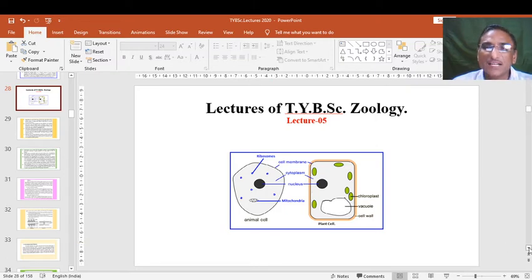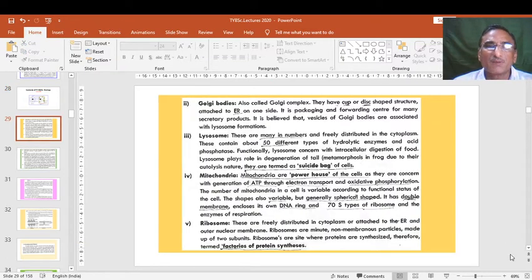Then, in addition to the plasma membrane and endoplasmic reticulum, the remaining cell organelles are Golgi bodies, lysosomes, mitochondria, ribosomes, etc. So we will discuss them one by one.